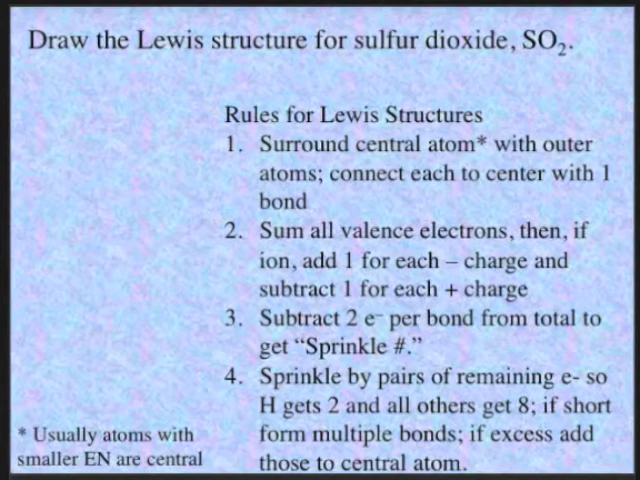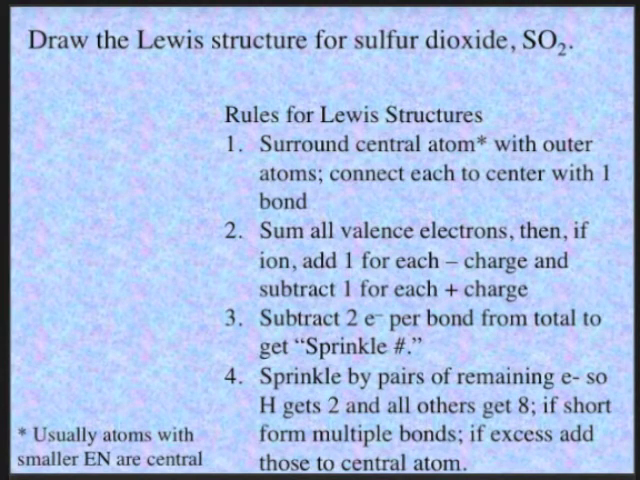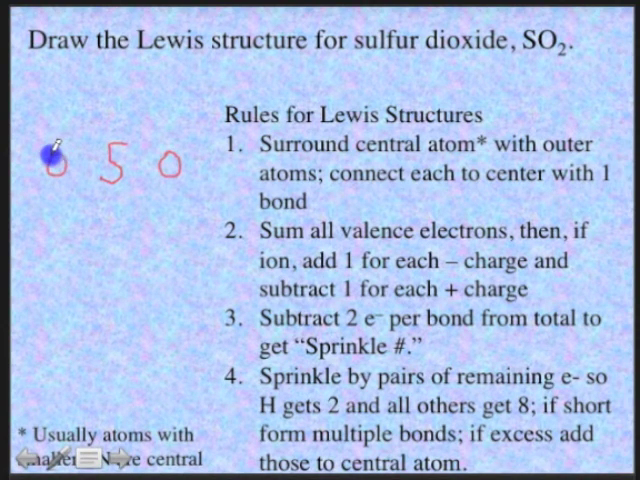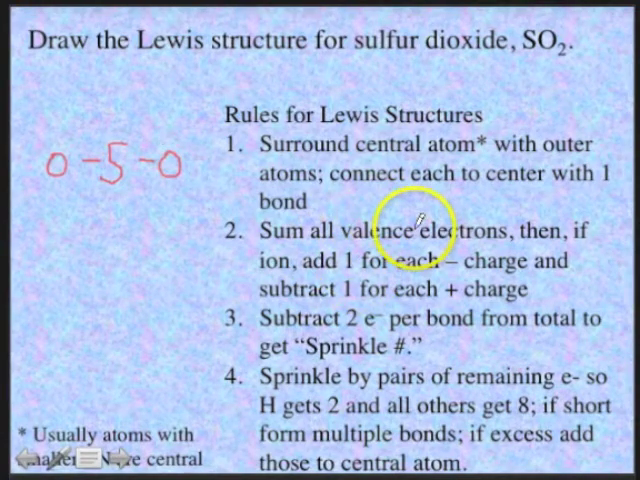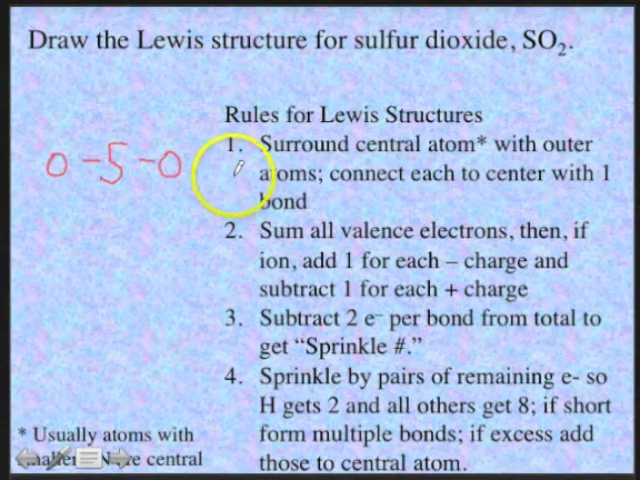Now let's try our luck with sulfur dioxide, okay? Sulfur is the less electronegative atom, so it will be in the center. Oxygen around it. Here's an oxygen, here's an oxygen, and we know there's going to be at least 1 bond going to them, so we put those in. Now, we sum all the valence electrons. It's not an ion, so I don't have to add any or subtract any because it's a neutral molecule.